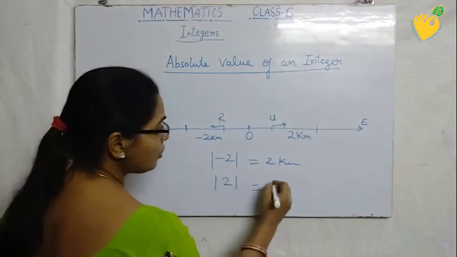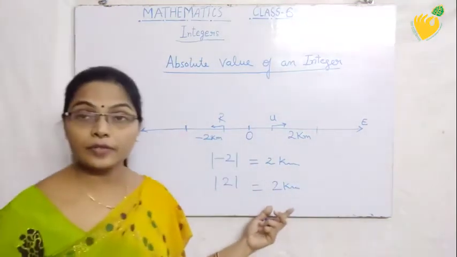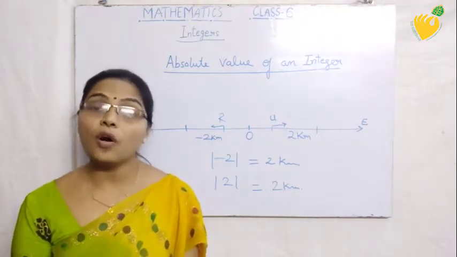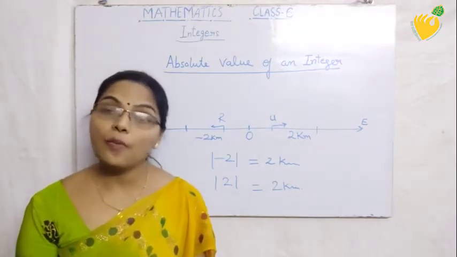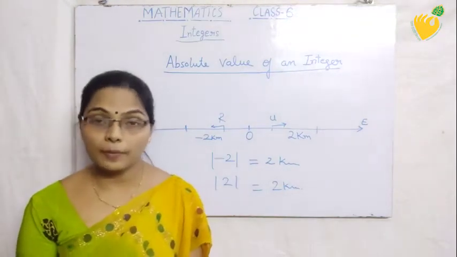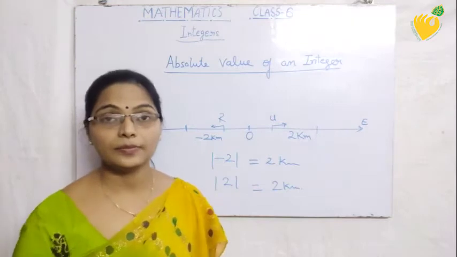Similarly, U has also covered 2 kilometers. That means both of them have covered the same distance. Thus, we have concluded that the mod of a, where a is positive or negative, is the absolute value of the number and denotes its distance from 0 on the number line.